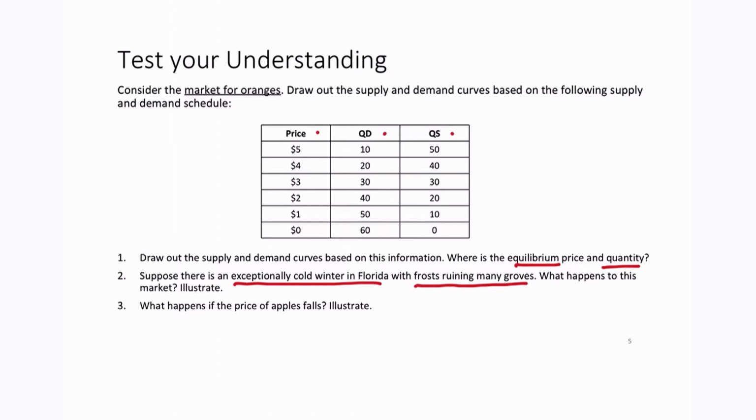We want to illustrate what happens in the market and analyze the new equilibrium. Then we want to analyze what happens if the price of apples falls. Okay, so let's get started. First, we want to determine where is the equilibrium price and quantity. This is going to occur, remember, where our quantity supplied is equal to quantity demanded.